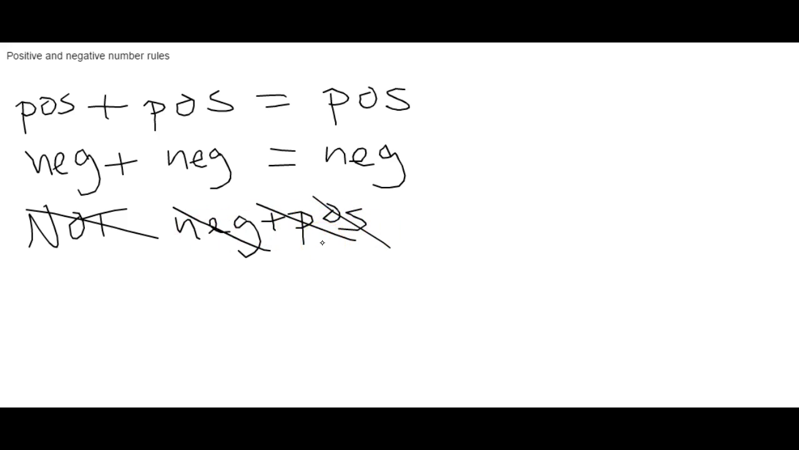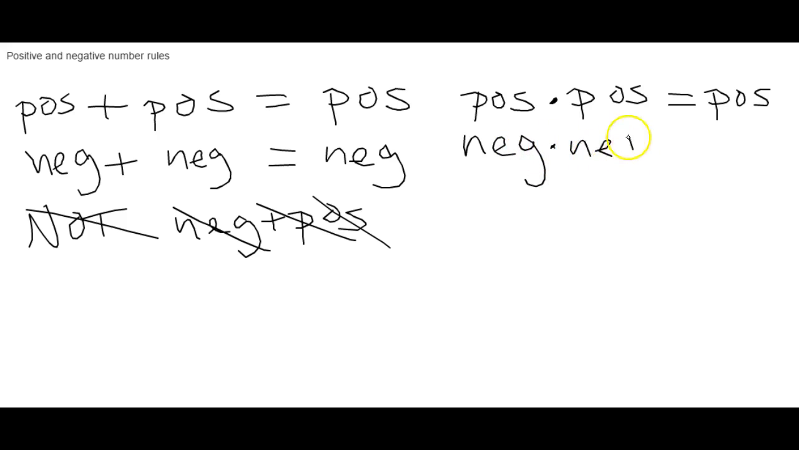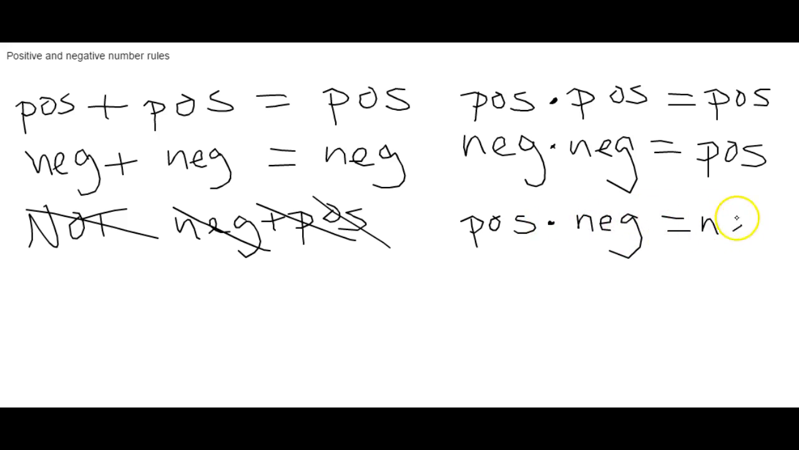We also can do some rules for multiplication and division. A positive multiplied by a positive always comes out positive, every time. A negative multiplied by a negative always comes out positive. That's different than the addition. Addition always came out negative. Multiplication always comes out positive. And there is a rule for positive multiplied by negative. That always comes out negative. Now these multiplication rules also work for division. Positive divided by positive, still positive.